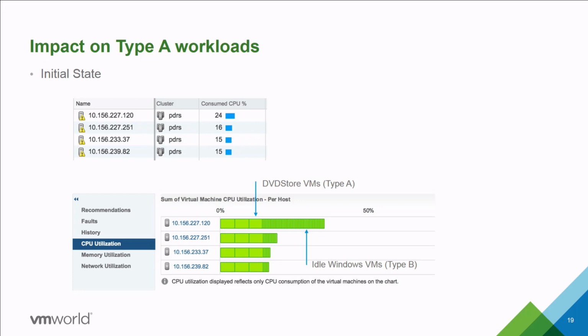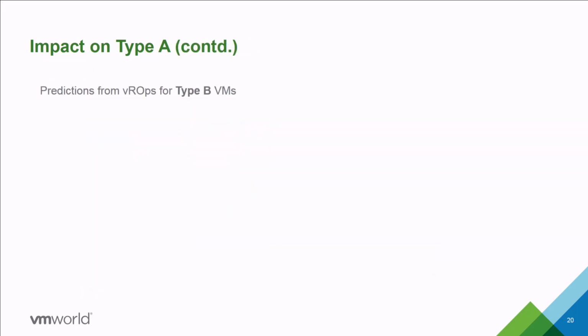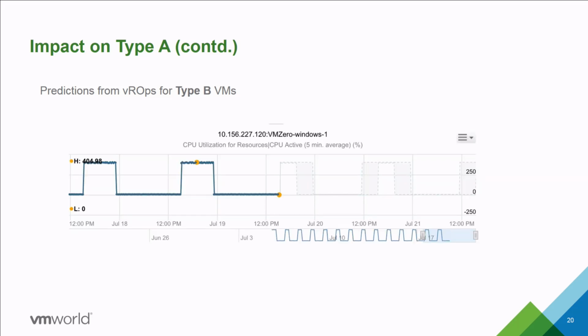Let's see what's happening on vROps. My vROps has predicted, for all the VMs that are idle, the type B ones, that their workload is going to start soon, or that the resource demand is going to increase. This is a prediction chart for one of the idle VMs. You can see it's a Windows VM. Inside the green circle is the predicted workload. The dark blue line represents the current load, and the one inside the green circle, in gray, is the predicted workload for this VM. vROps has predictions for all the VMs that are idle right now.